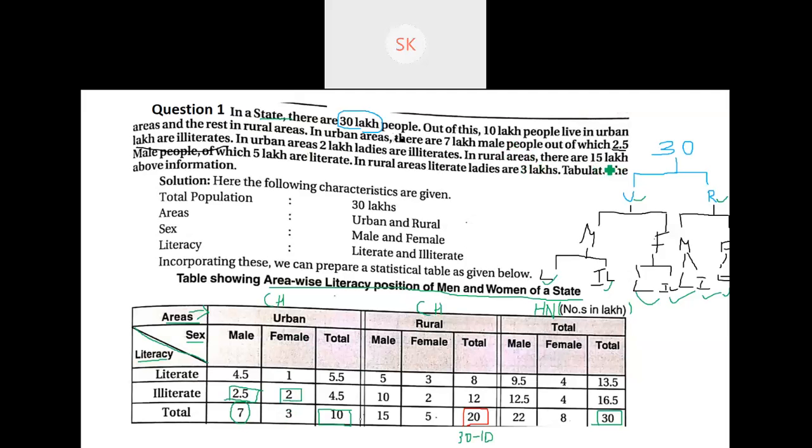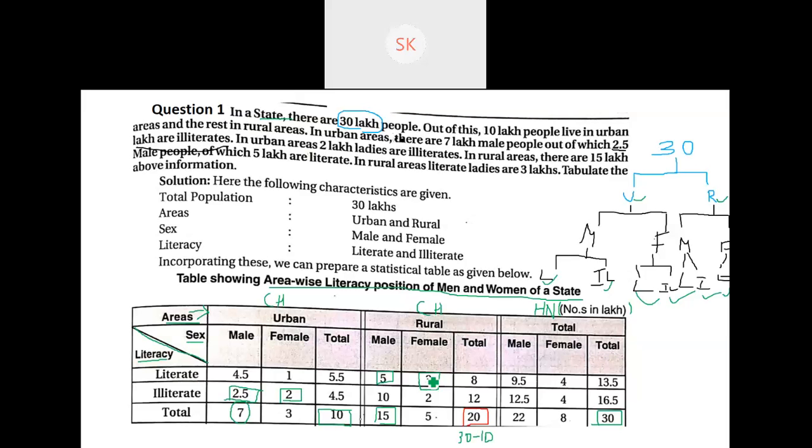In rural areas, there are 15 lakh male people. So overall male in the rural is 15 lakhs, and out of which 5 lakhs are literate. Be careful: out of 15 lakhs male, 5 lakh male are literate. Then in rural areas, literate ladies, female, are 3 lakhs. All this information which I have put in the green box is given in the question.